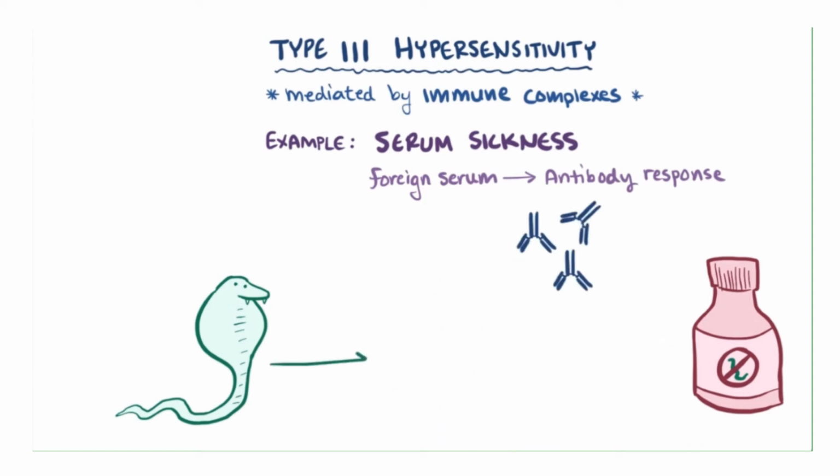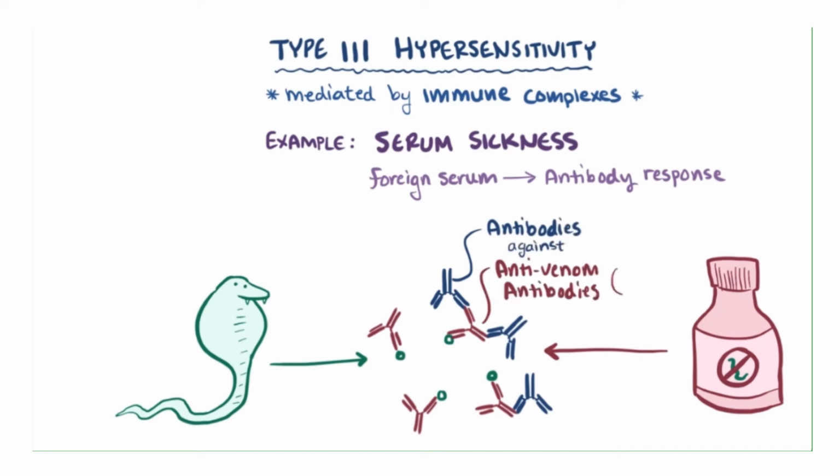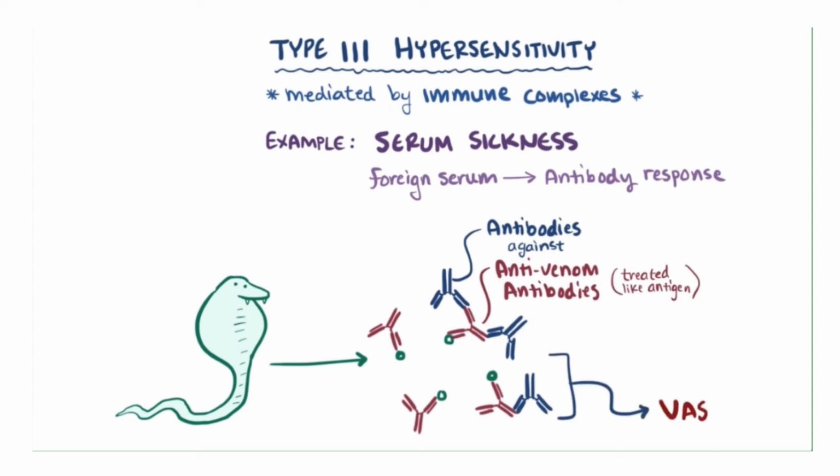Now, if that person gets bitten by a snake again sometime later and gets the serum with anti-venom antibodies again, those antibodies that were made the first time around will bind up and make immune complexes with the anti-venom antibodies, which are now being treated like an antigen. These immune complexes then cause vasculitis and tissue necrosis, which would ultimately teach a person not to play with snakes.